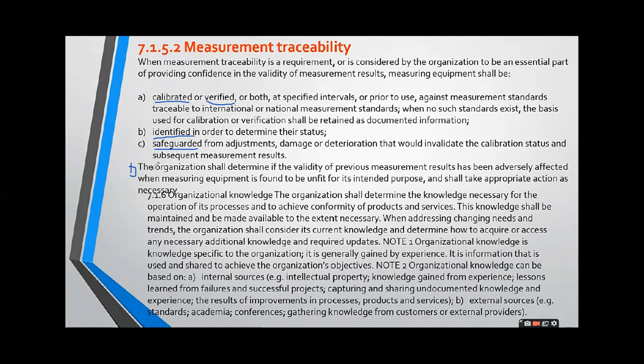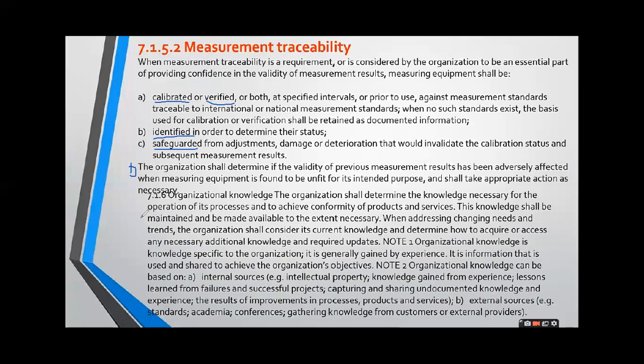Let me give you an example. The examples of appropriate actions would be recalling the products due to potential nonconformity based on the invalid measurements, implementing additional monitoring or validation measures, and retraining the personnel involved in using the equipment.